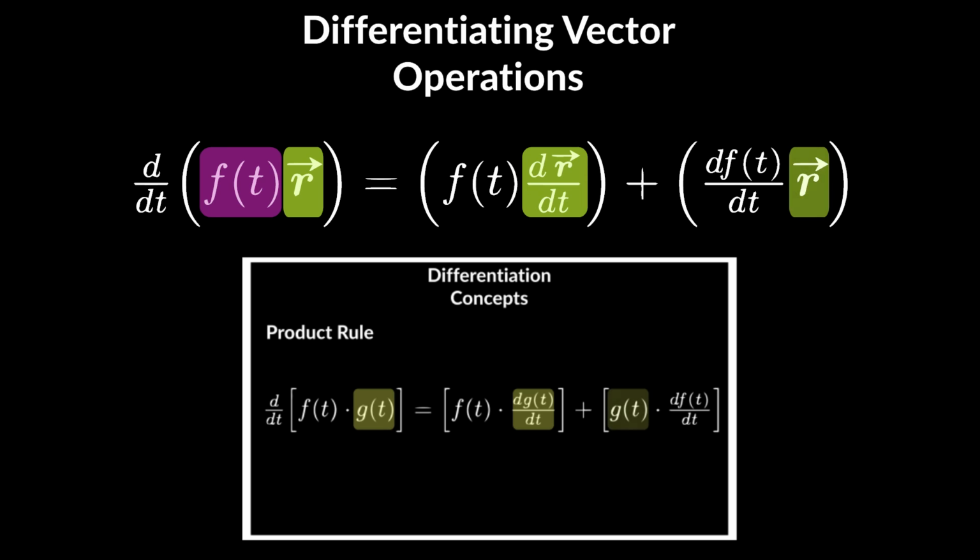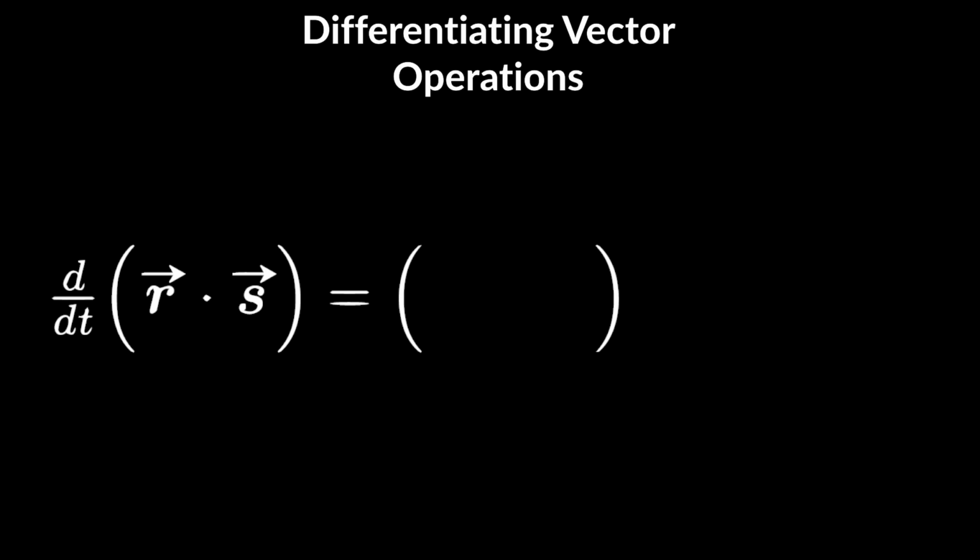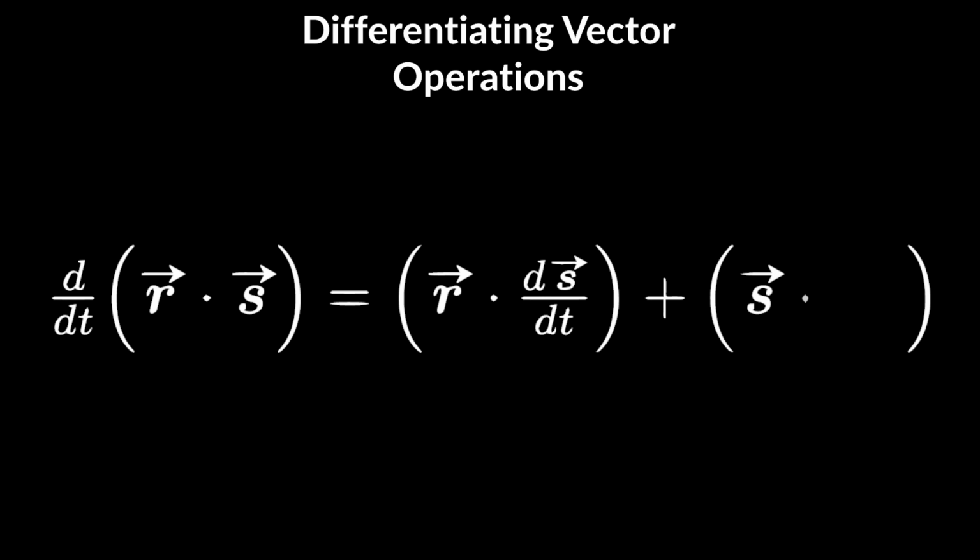This might not come as a surprise because we're just replacing a scalar function by a vector, which is a vector-valued function. However, what might come as a surprise to you is that if we have two time-dependent vectors and we take the dot product and then differentiate them with respect to time, well, what we get out is actually the product rule applying to the dot product, where we have r dot producted with ds by dt plus s dot product with dr by dt, where the dot in each case now represents the dot product and not multiplication.